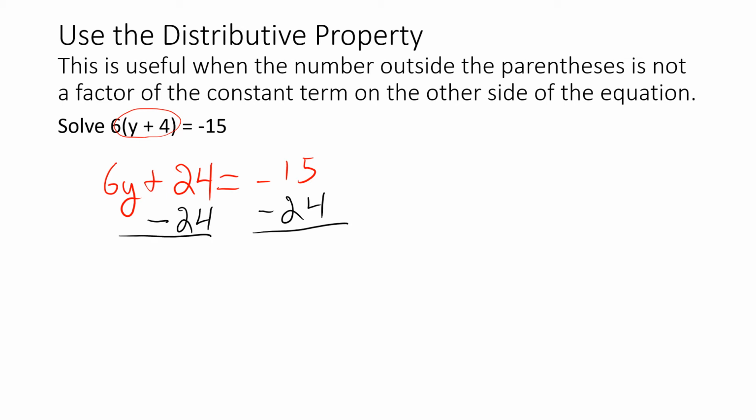So on this side we're going to be left with 6y, and on this other side we have negative 15 plus negative 24, and that is going to be negative 39. Now we have to get rid of that 6 still. So how do we get rid of the 6 on this side? Divide by 6, divide this side by 6. In this case, those cancel out, and so we now have y equals.